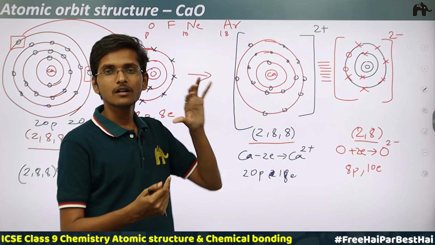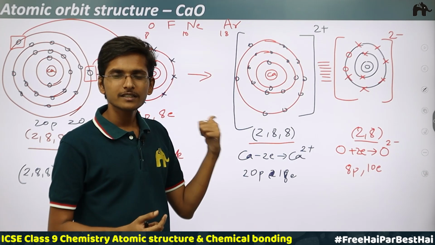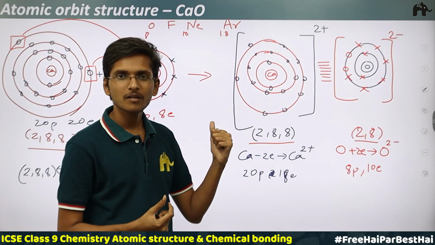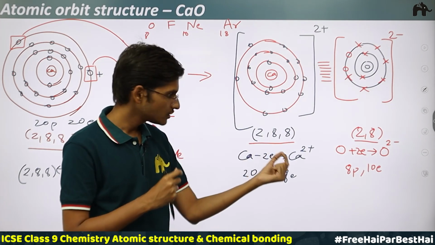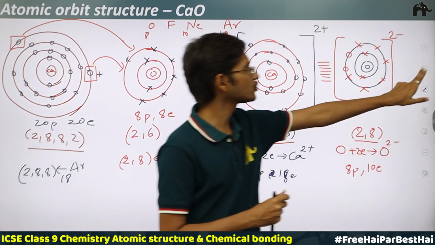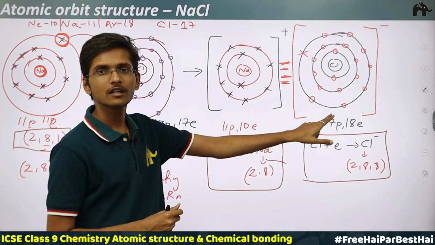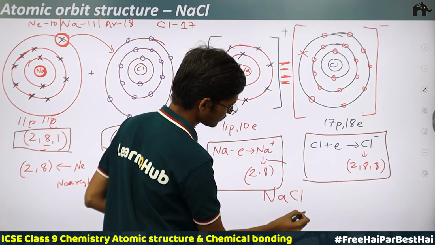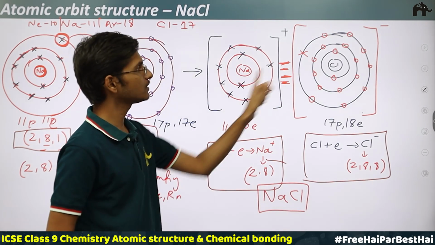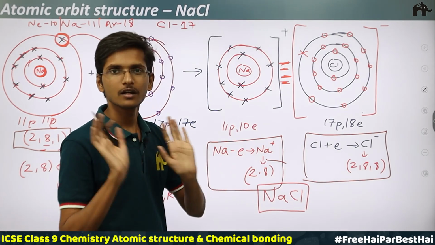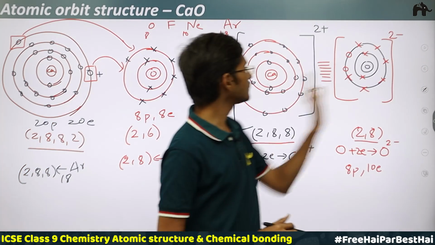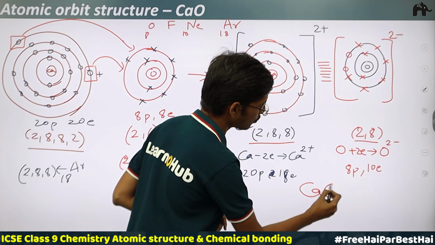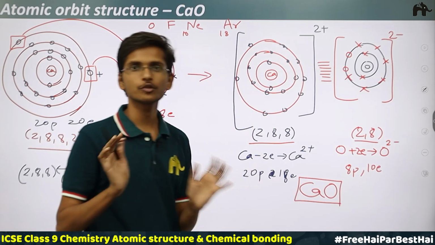So the initial compound which we studied was NaCl. What would be the formula? Simply write the symbols of the atoms which are combining in front of each other. So it was sodium ion and chloride ion. Simply write NaCl. One sodium ion, one chloride ion, so NaCl, right? Then here one calcium ion, one oxide ion, so CaO. This would be the formula.